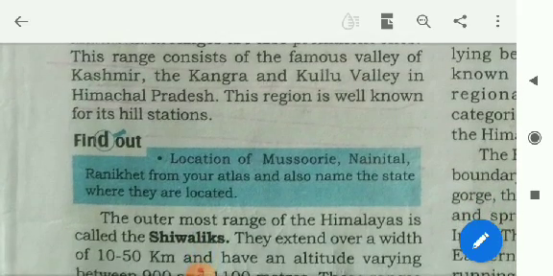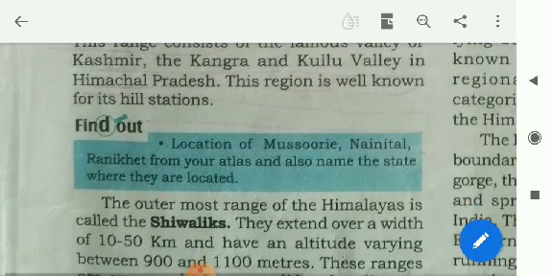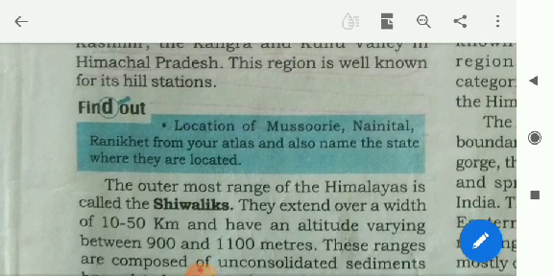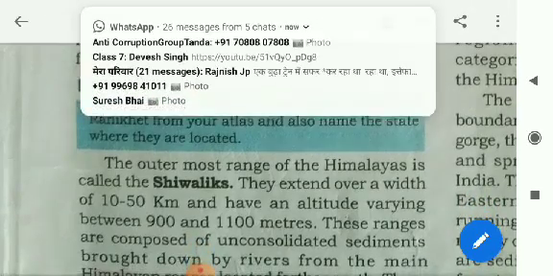This range consists of the famous valley of Kashmir, and the Kangra and Kullu Valley in Himachal Pradesh. This region is well known for its hill stations.